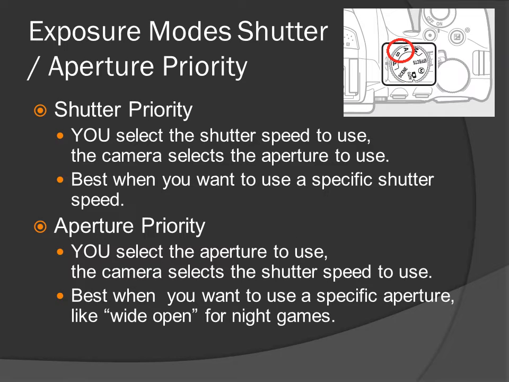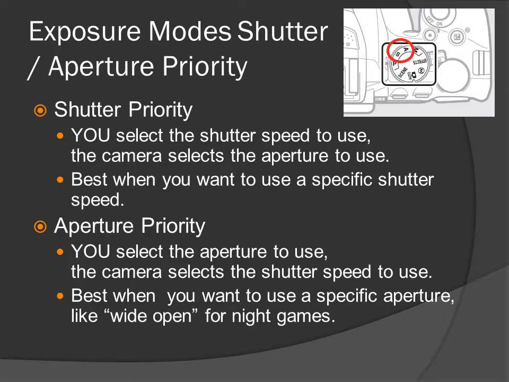Exposure modes: Shutter and Aperture Priority. As shown in the picture on the top right, it is the S and the A. Shutter Priority: you select the shutter speed to use. The camera selects the aperture to use. This is best used when you want to use a specific shutter speed, usually when you want to control either the highest or the lowest speed.